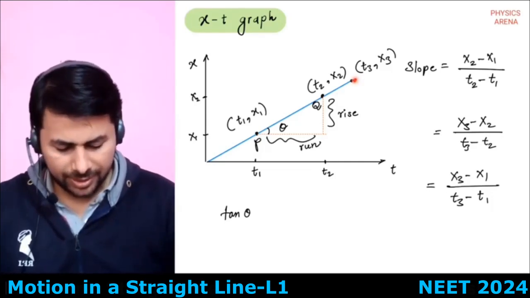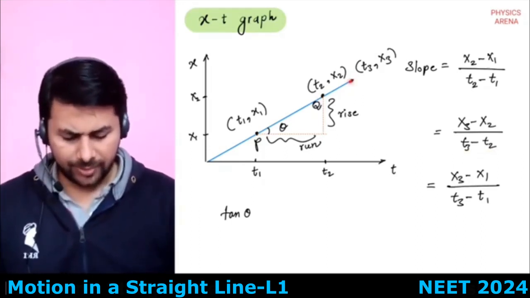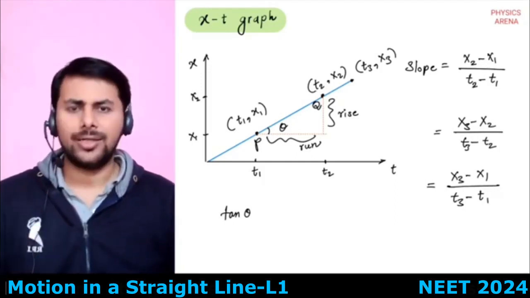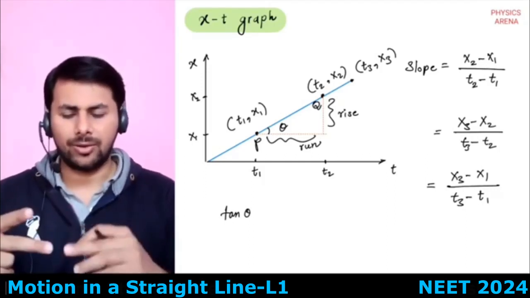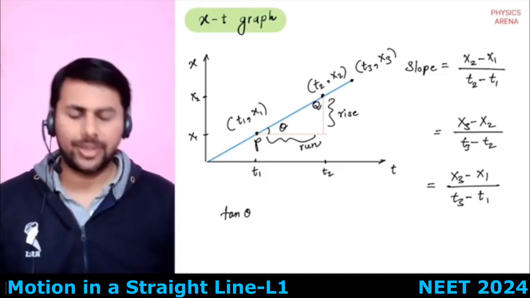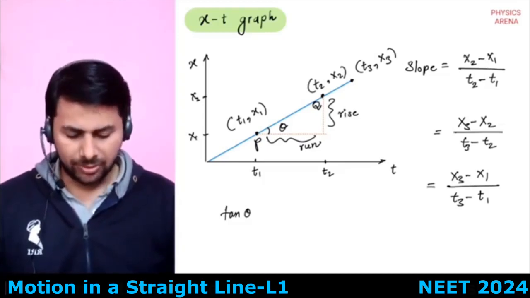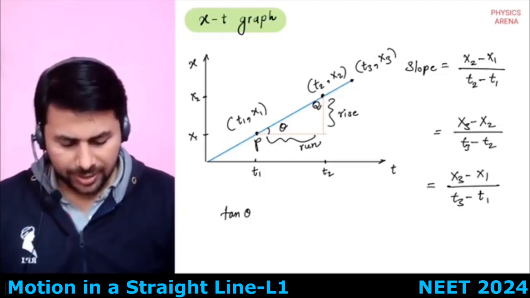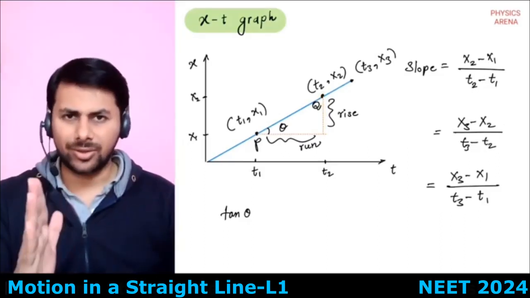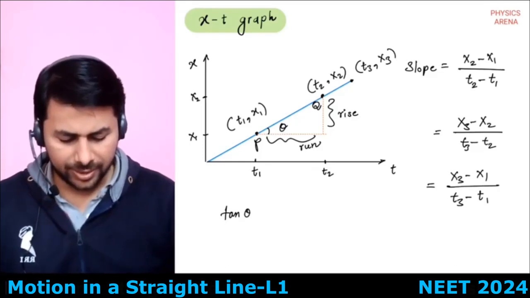If I take x3 minus x2 divided by t3 minus t2, or I choose any 2 points on this line and take the difference between the vertical coordinates divided by the difference between the horizontal coordinates, I will get the same slope, right? So this is how we define the slope. It is defined as rise over the run. Rise means the change in vertical coordinate, run means the change in horizontal coordinate. Okay, this is how we find the slope.